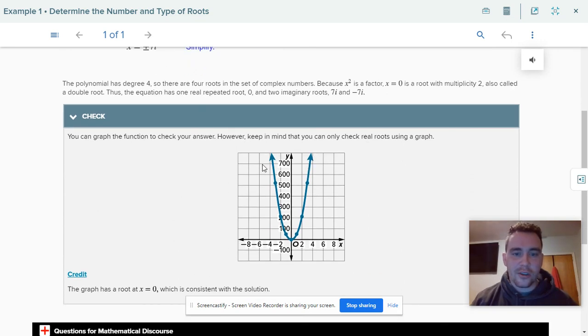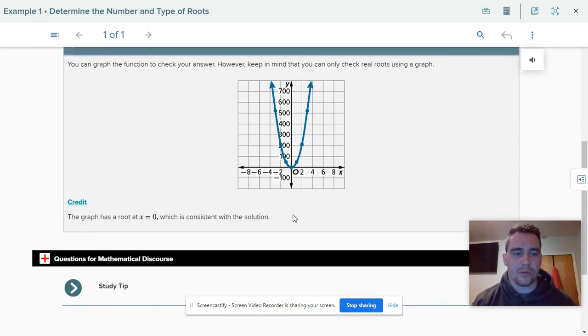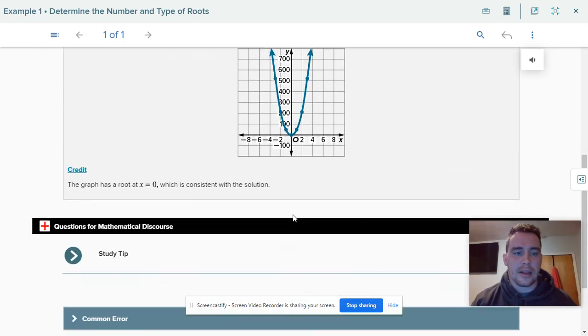We can check our answer. This is a parabola shape. It's just a little steeper, and it has one real solution at 0. But it is a double root there, so that is that.